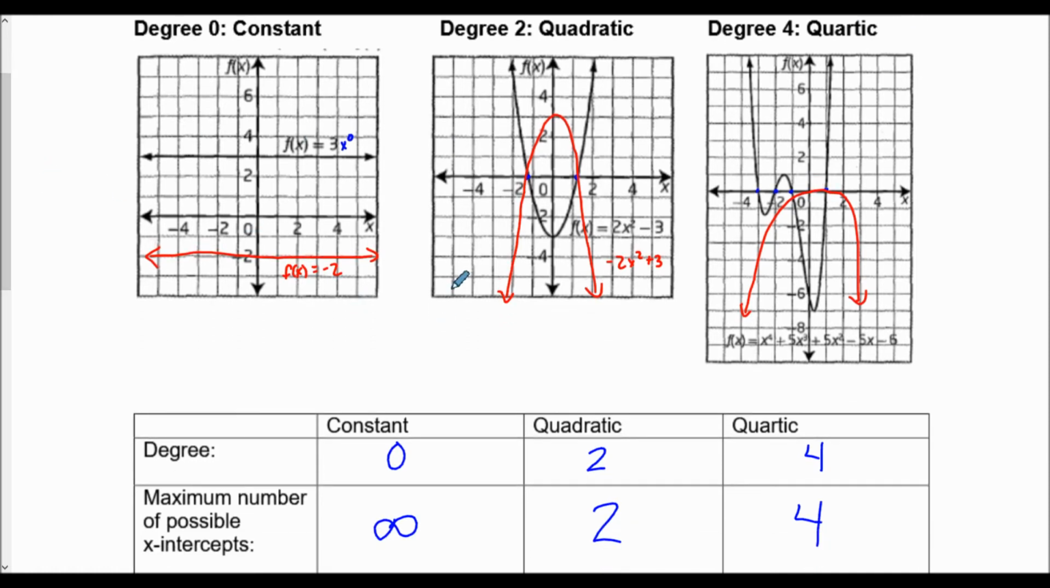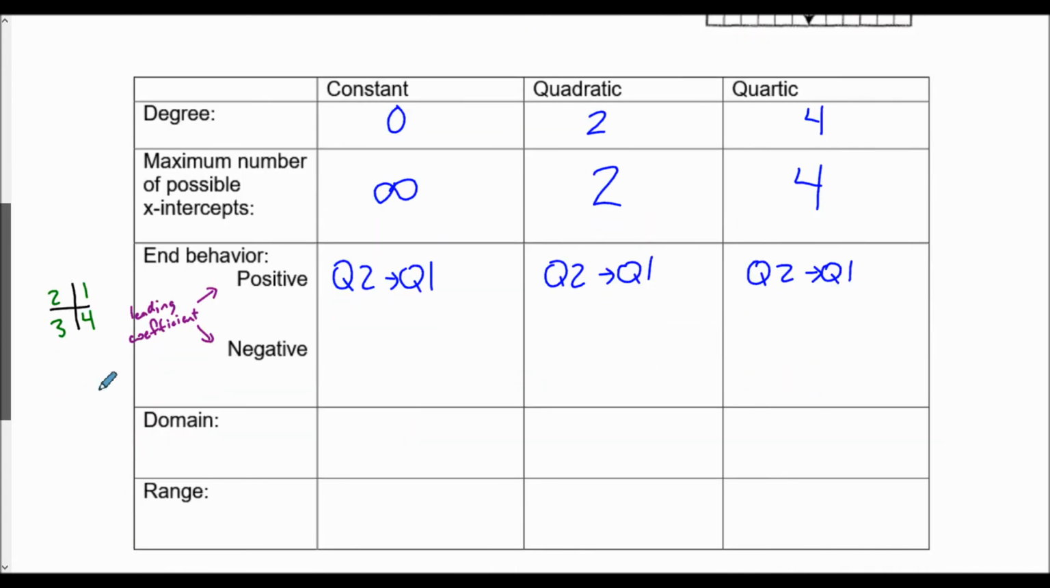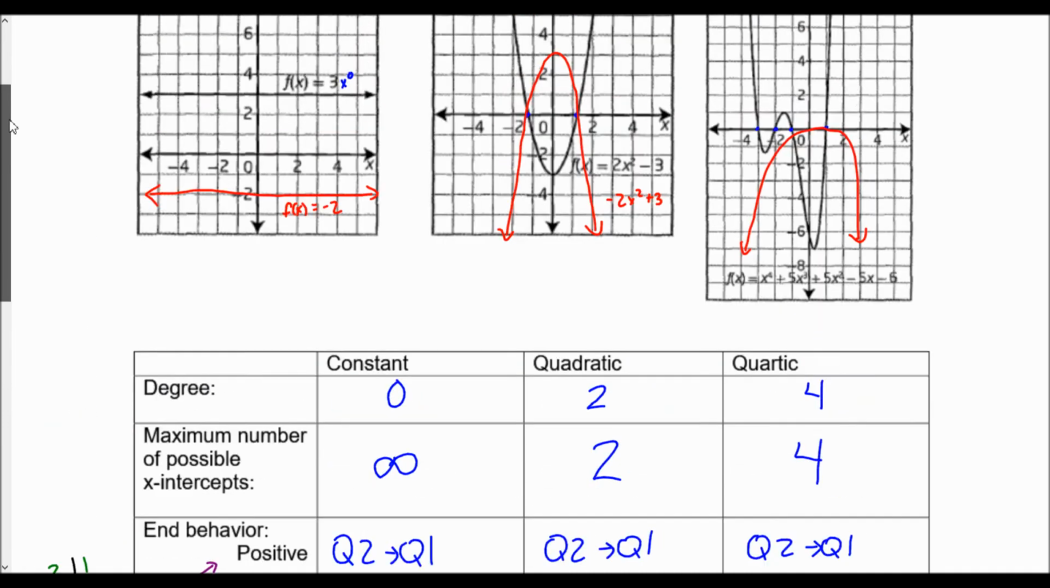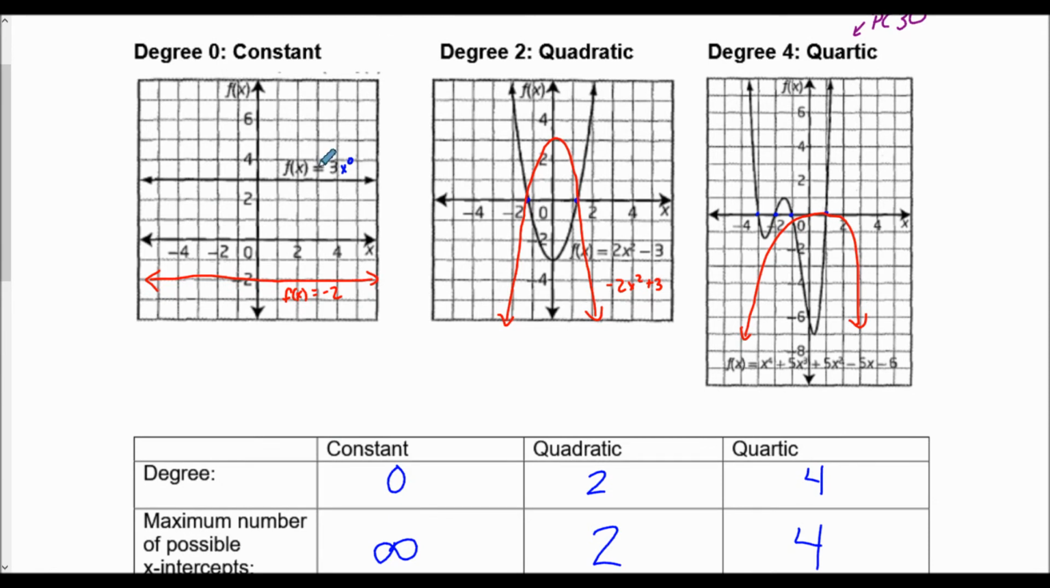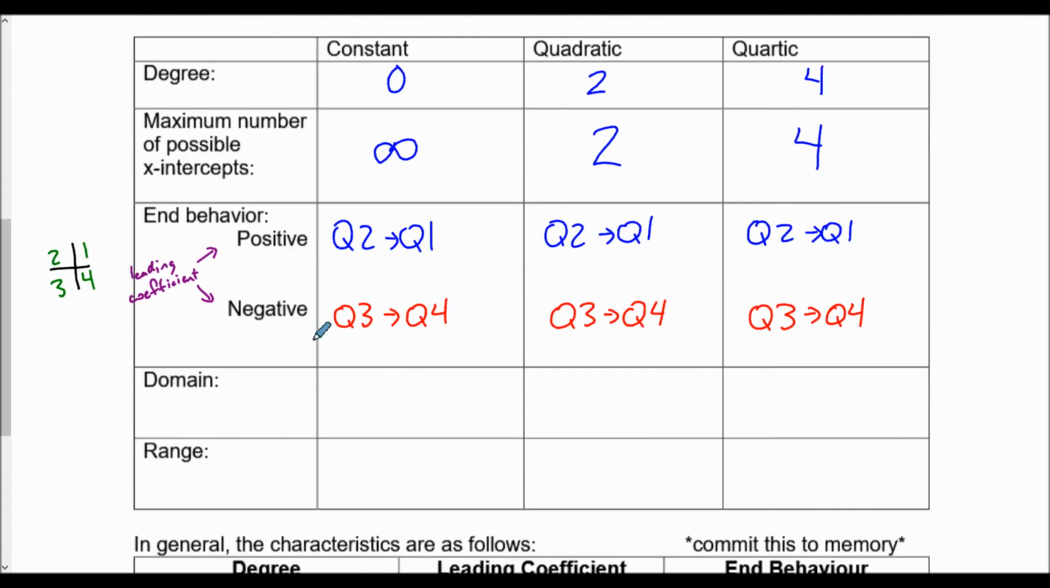But in each of these, you'll notice that starting down in the bottom left and ending in the bottom right, which means its end behavior is quadrant 3 to quadrant 4 in every single one of these cases. Our domain, well, all of these, the arrows mean they're going left and they're going right. Every single one of these polynomial functions has a domain of x being an element of the real numbers.